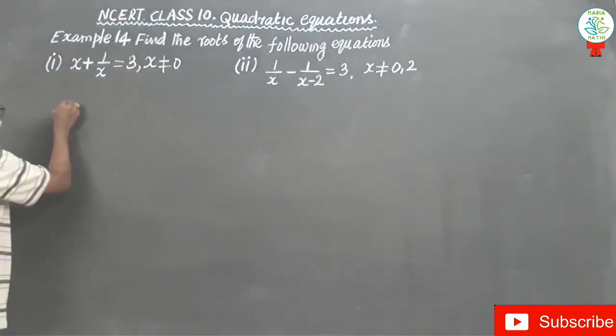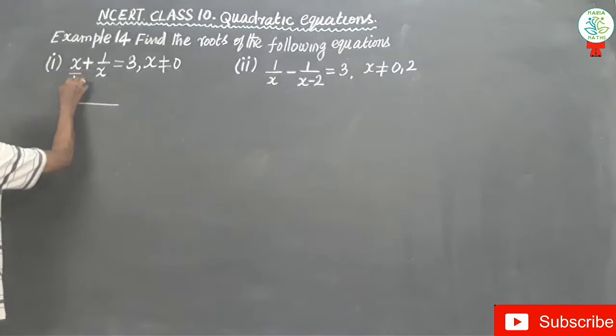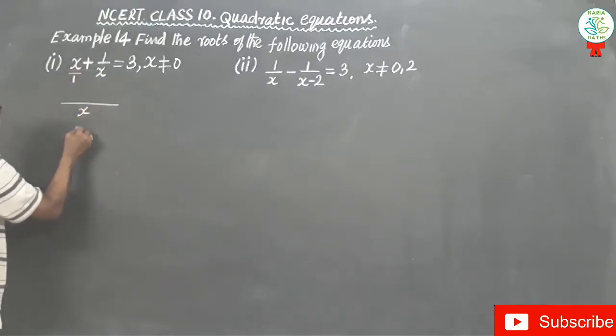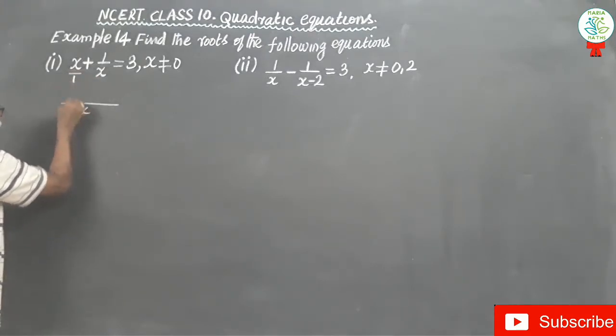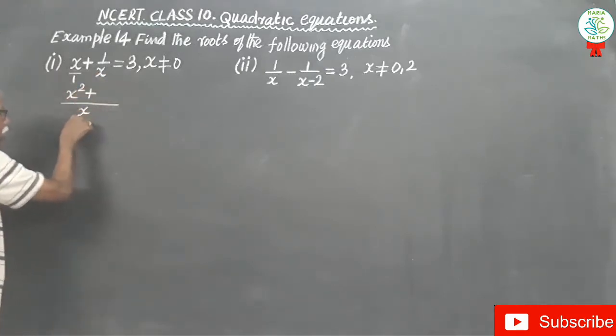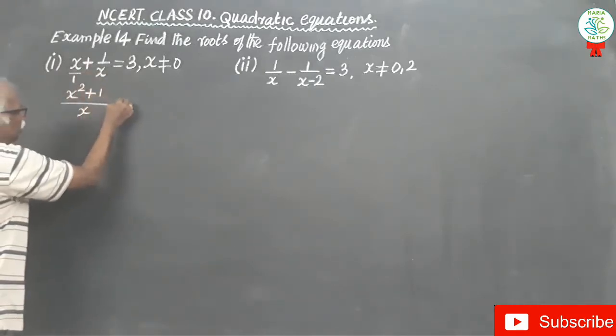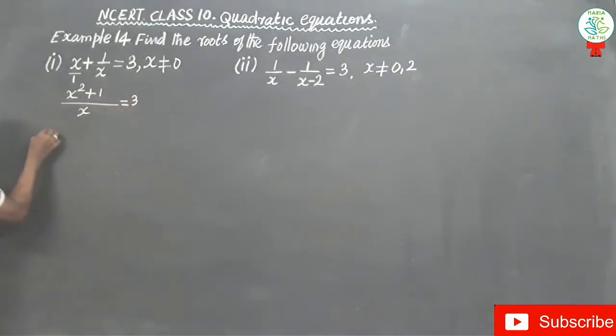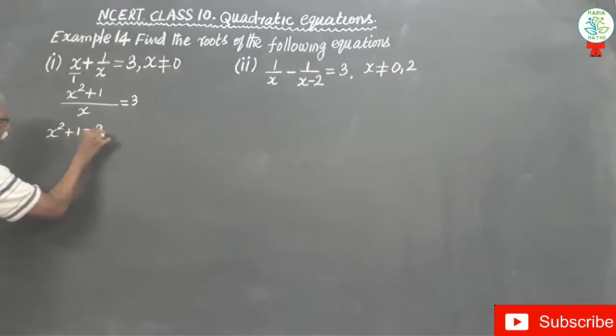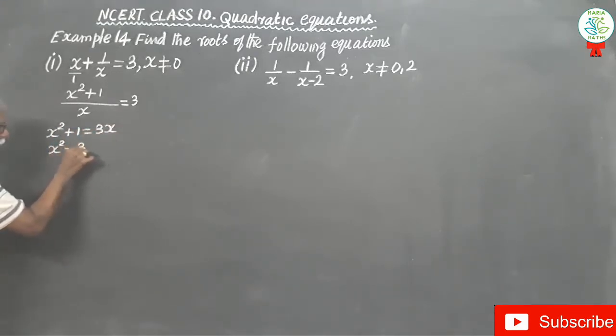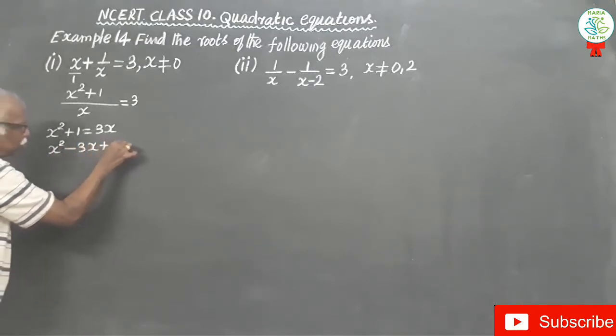Therefore, now if we take LCM, this is by 1. So x is the LCM. x by 1, x into x is x square, x by x, 1 into 1, equal to 3. Now we can cross multiply. x square plus 1 equal to 3x. x square minus 3x plus 1 equal to 0.